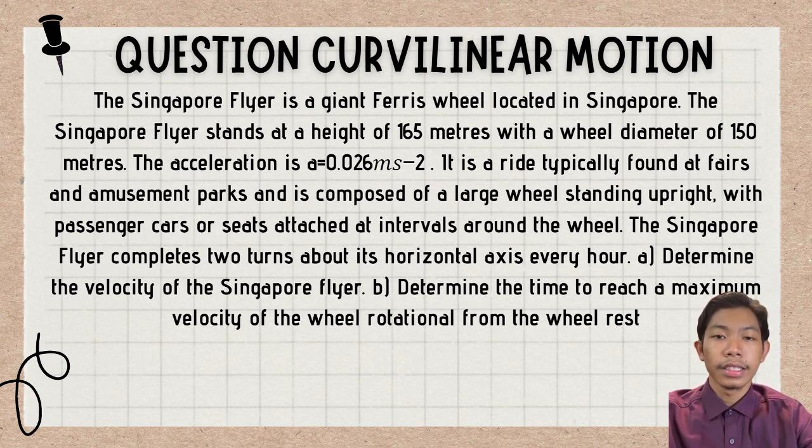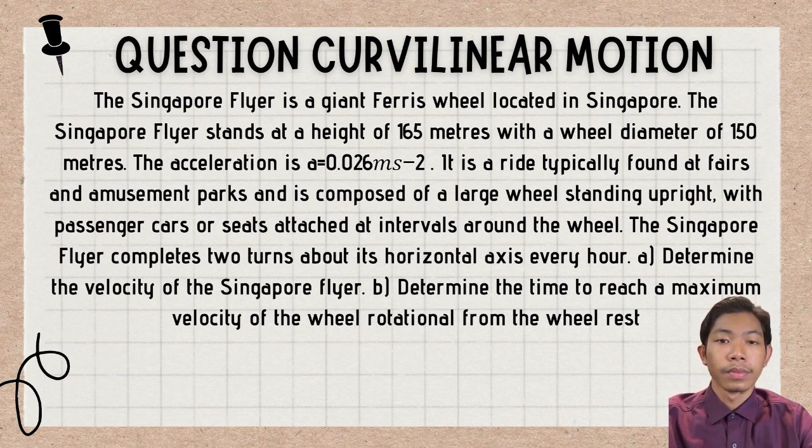The Singapore Flyer stands at a height of 165 meter with a wheel diameter of 150 meter. The acceleration is 0.026 meter per second squared. The Singapore Flyer completes 2 turns about its horizontal axis every hour. For question A, determine the velocity of the Singapore Flyer. For question B, determine the time to reach a maximum velocity of the wheel rotation from the wheel at rest.